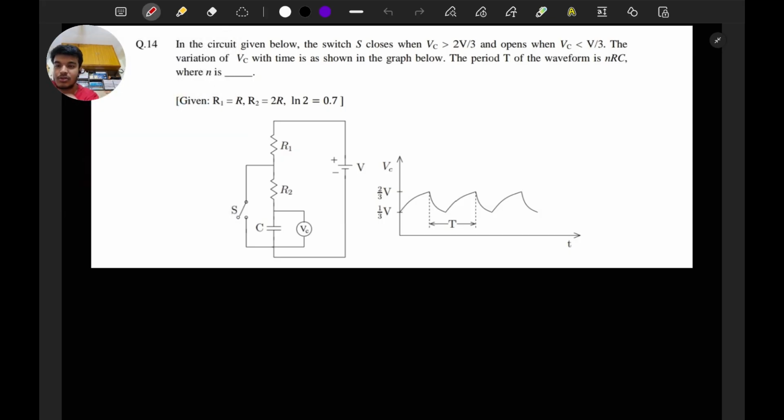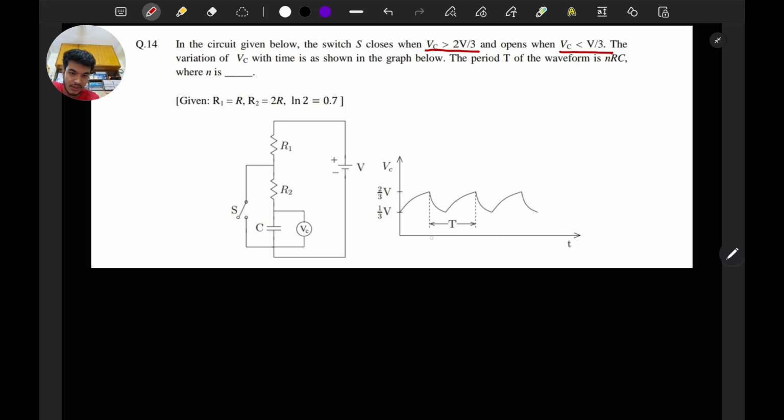Okay, so importantly, this is when switch S closes, and this is when switch opens. Okay, and it has set the period T. Now this is the period T, right? So I can also write T in a different format.